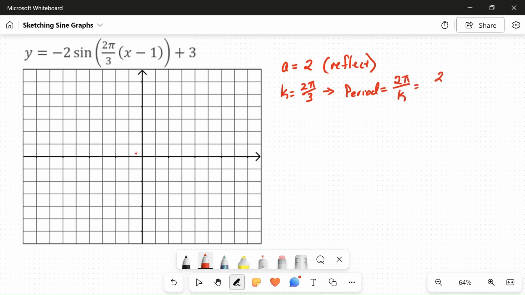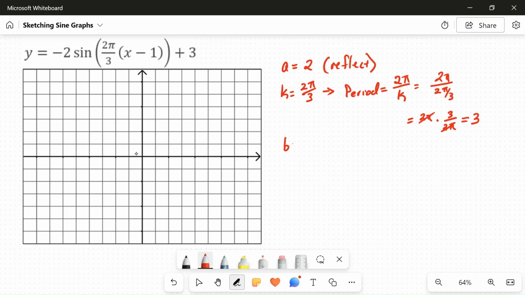So that's going to be 2 pi over 2 pi over 3. And again, to simplify that, we're going to take the 2 pi in the numerator and multiply it by the reciprocal, which is 3 over 2 pi. The 2 pi's cancel. And so we're actually having a period of just 3, which is different, right? This period is actually a whole number. It doesn't involve pi.